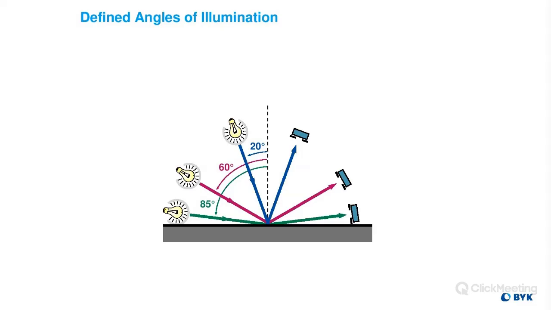So there are three international standard gloss geometries, or defined angles of illumination. Those are 20, 60, and 85. These are the three angles gloss is typically measured at. One is for low gloss surfaces, one is for medium gloss surfaces, and one is for high gloss surfaces. That's why we have three different angles. They're meant for different levels of gloss. And as you can see, each light source at each specified angle has its corresponding detector at the specular angle.